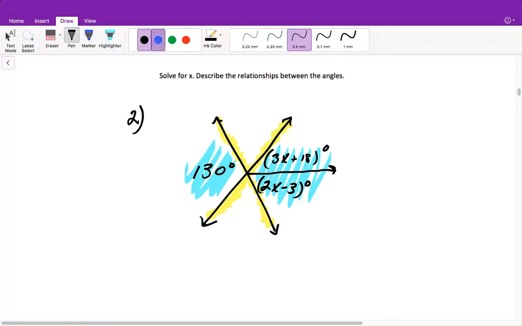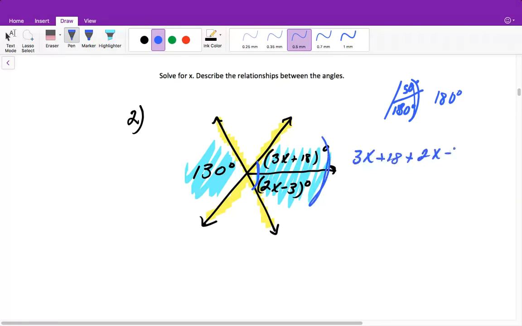Well, the way for us to identify this entire angle in here is we would have to add these two together, because if you have two separate angles, and this is 50 degrees and 130 degrees, we know that we can add them together to get a total of 180. So it's the exact same thing that we need to do here. So this entire angle that I'm coloring in here is equal to 3x plus 18 plus 2x minus 3, which is going to be 5x plus 15.